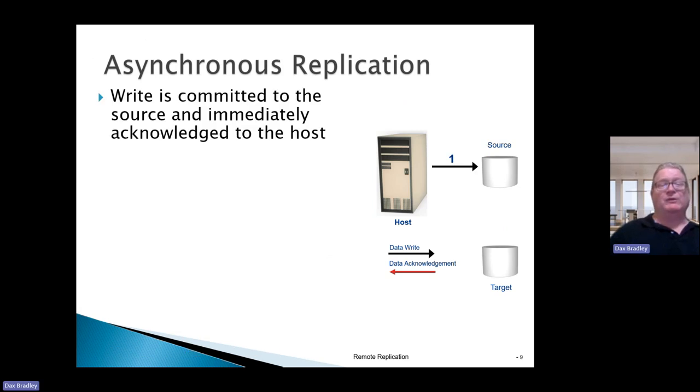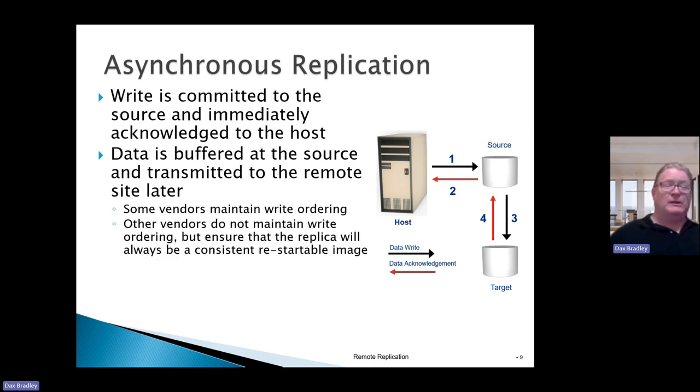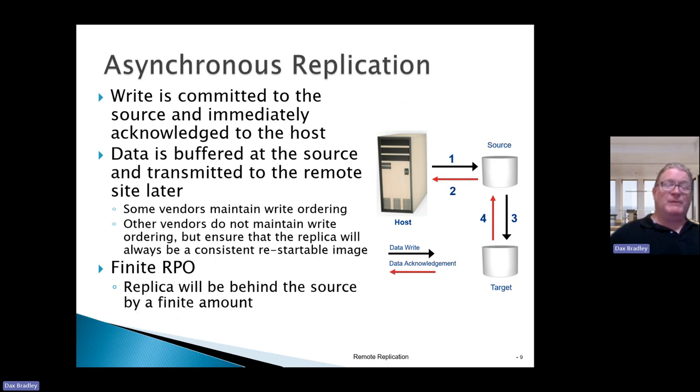In asynchronous replication, the write command is committed to the source and immediately acknowledged to the host. The data is buffered at the source and transmitted to the remote site later. And some vendors maintain write ordering, some do not. Other vendors tend to maintain the write ordering, but ensure that the replica will always be consistent, restartable. And there's a finite RPO. The replica will be behind the source by some small amount. It won't be significant, hopefully, but it will be noticeable. And it's important to note that it is typically configurable. It depends on your equipment and exactly what distance we're dealing with.